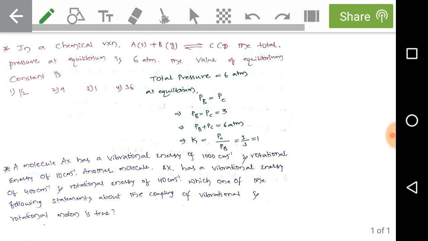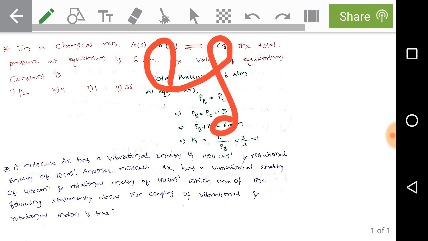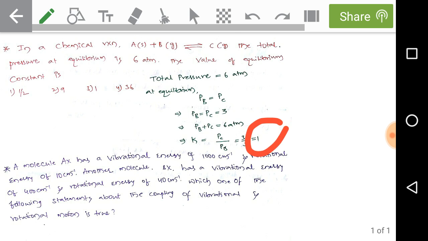The value of the equilibrium constant is, so here the hint is the total pressure, that is 6, and at equilibrium the pressure of reactant B must be equal to the pressure of product C. Then only the total pressure will become 6. By that logic, the equilibrium constant equals the pressure of the product over the pressure of the reactants. From that, the answer will be 1. So the third option is the correct answer for the given problem.